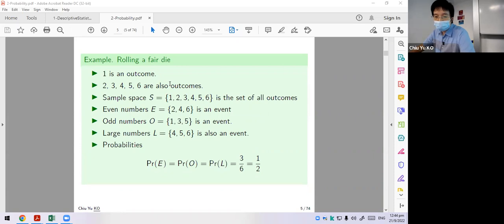So the probability of event E, how many outcomes are favorable to that, would be 3/6, right? Because half of them will be 2, 4, 6, half of them 1, 3, 5, right? So the probability of even, odd, and large are all 1/2. Okay, because we are just adding up how many of them there are, right? I hope that is clear.